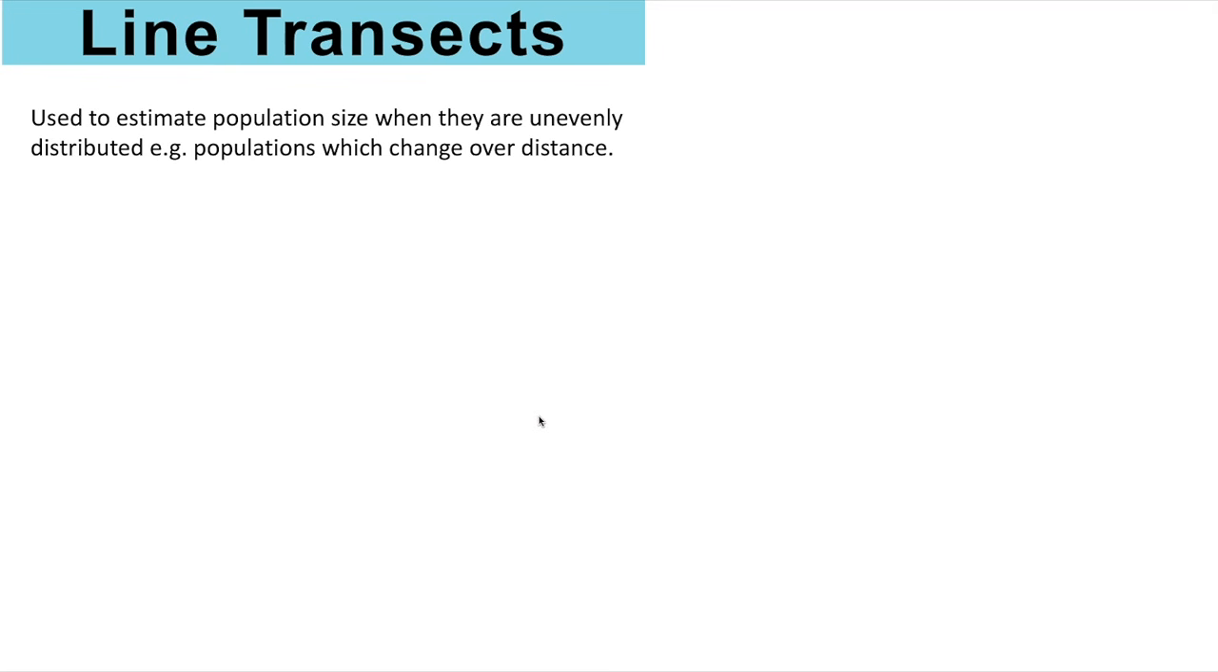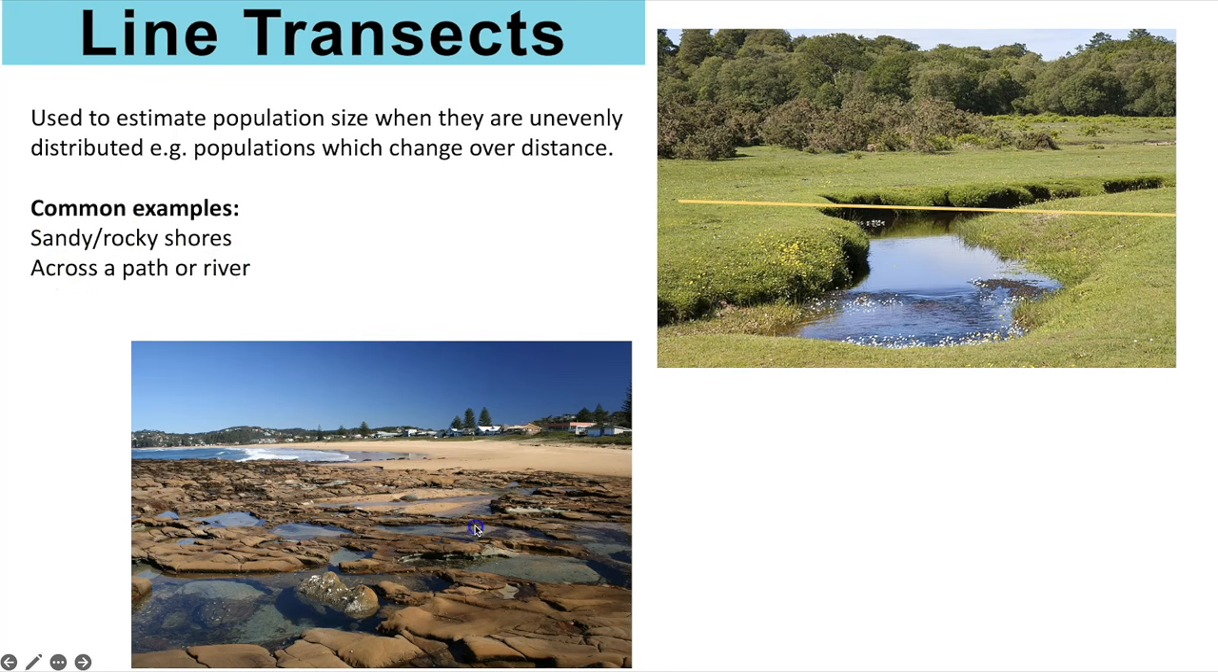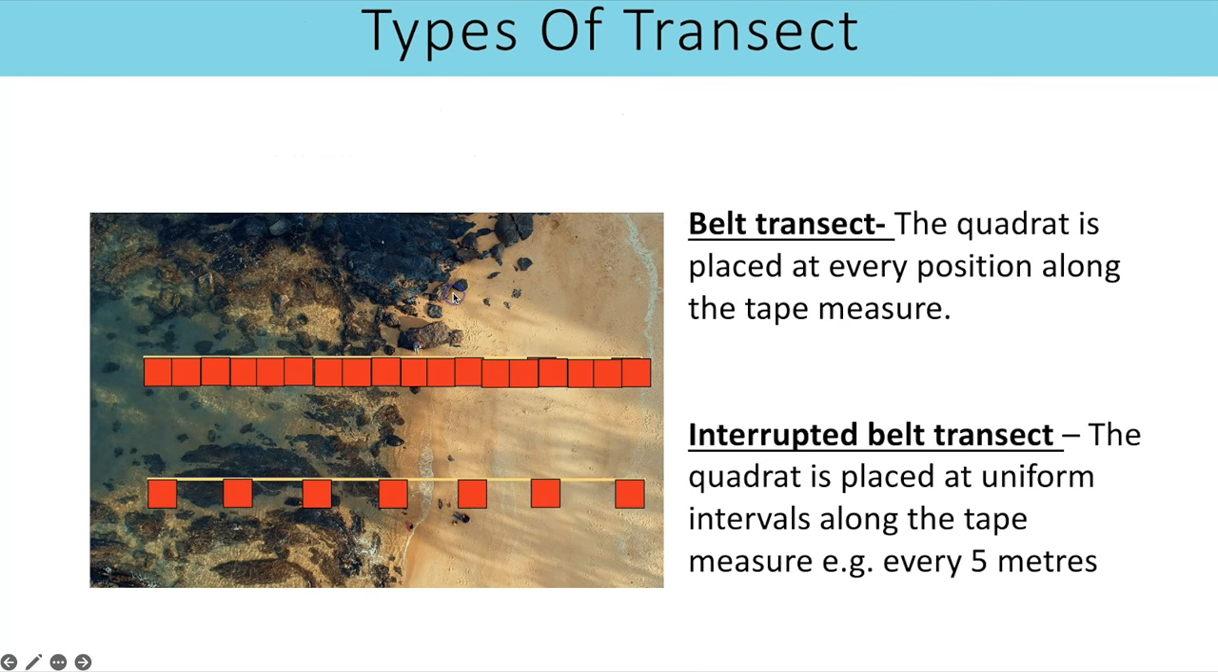Now, in contrast, we could do systematic sampling, and that is what we'd use if you have an unevenly distributed area. So if you were looking at a change over distance, so for example, on a sandy or rocky shore or across a path, instead of having two tape measures at right angles, you would place one tape measure going through those different areas. So you would definitely sample what is present at each position in that unevenly distributed area. And that one tape measure is known as a line transect.